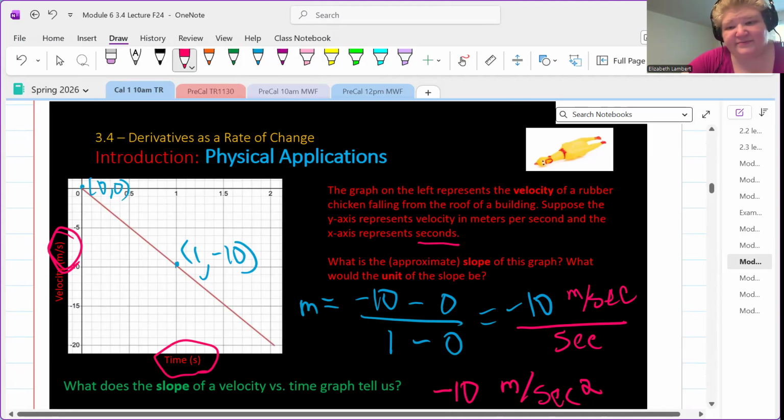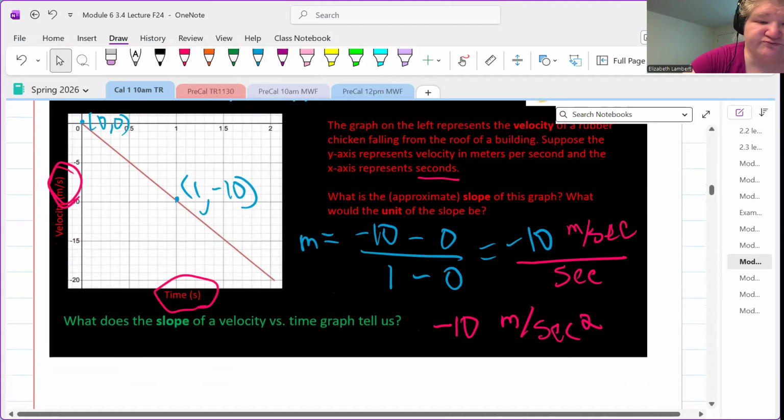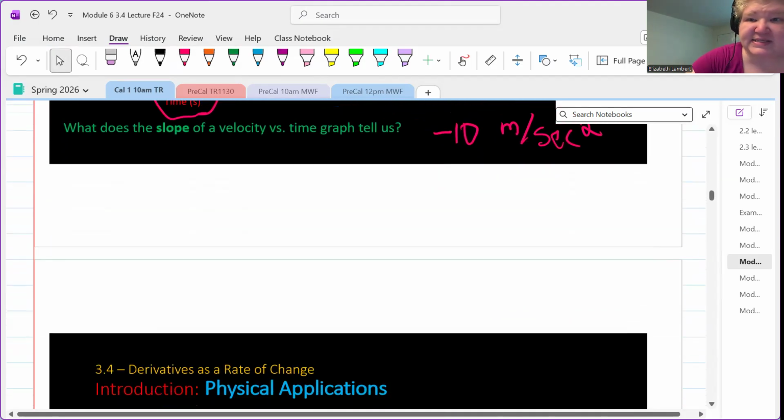And -10 meters per second squared is roughly gravity. Gravity on Earth is -9.8 meters per second squared, so I took a little liberty and rounded it so the numbers look pretty. But yeah, this is a chicken just being dropped. So slope of velocity is acceleration.